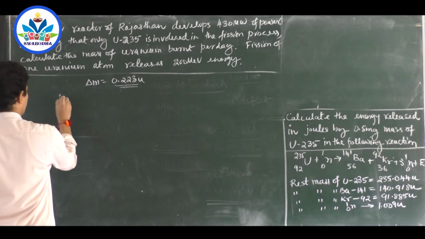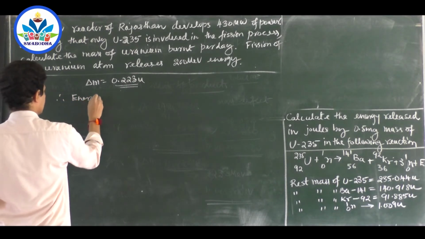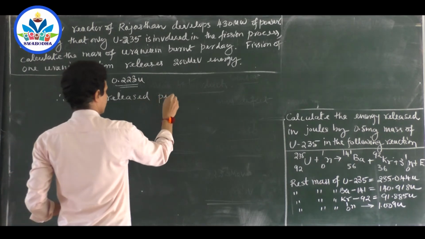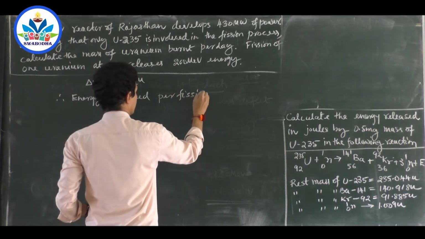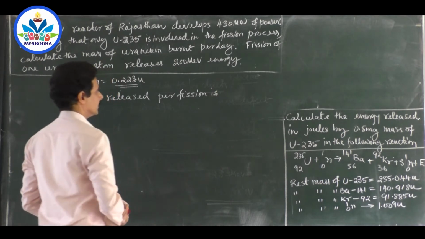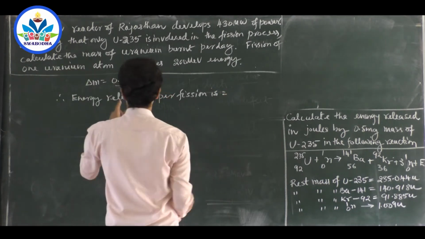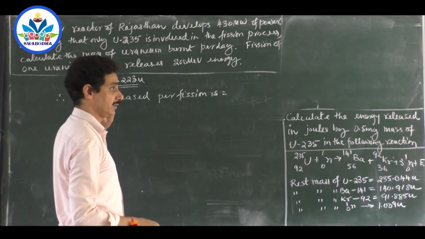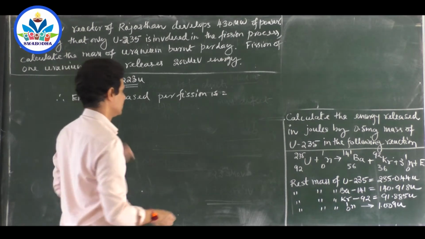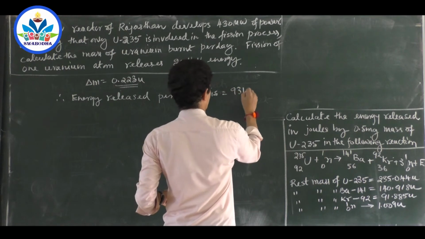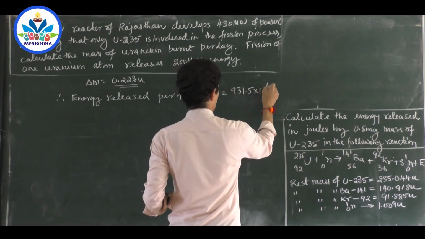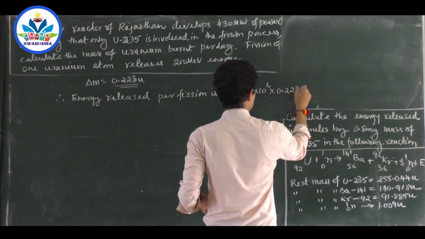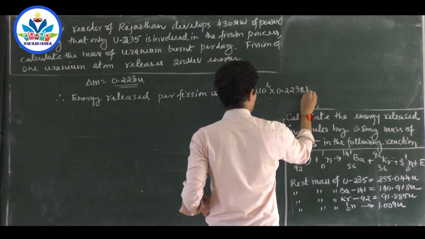Therefore, energy released per fission is equal to: 1 atomic mass unit gives 931.5 million electron volt of energy. What about this one? 931.5 million electron volt into 0.223, in so many electron volt.